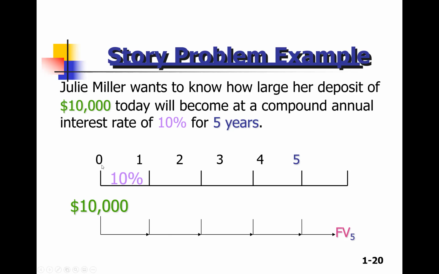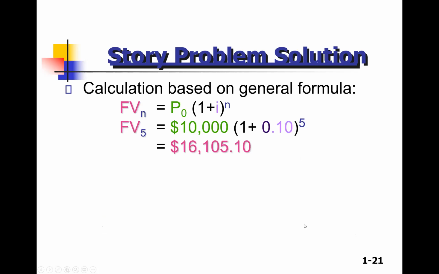So here, number one, you need to draw a timeline: 0 time period, 1, 2, 3, 4, 5. So here, this is 5. You need to find out the value of this deposit of 10,000 at the end of the 5th year. In 0 time period, present value is 10,000, interest rate is 10%. What we need to do is drag this 10,000 to the end of the 5th year, and find out the future value for these 5 time periods.